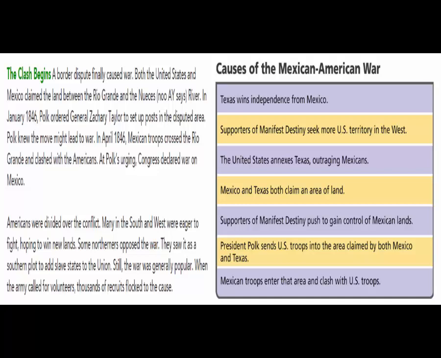And to answer the Northerners, they were not liking this war in general because they were afraid this would add more Southern slave states.